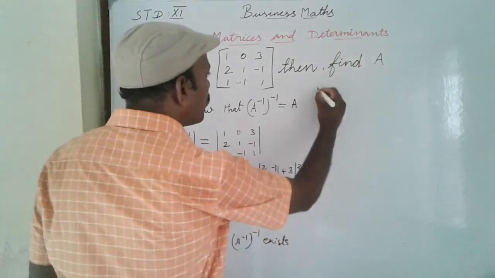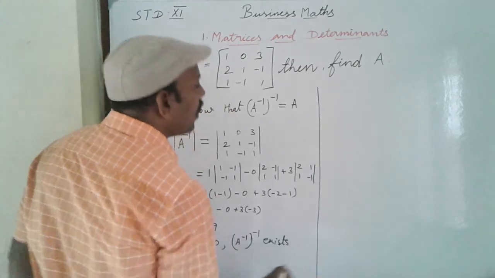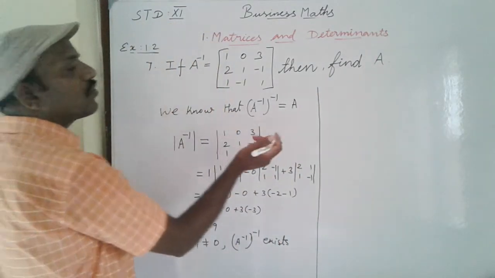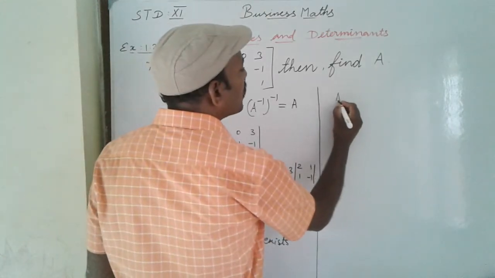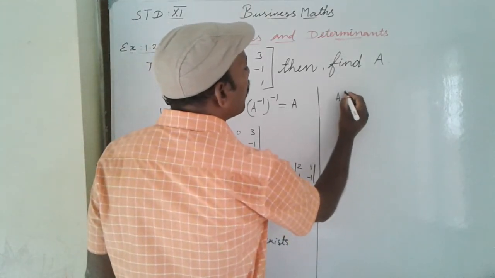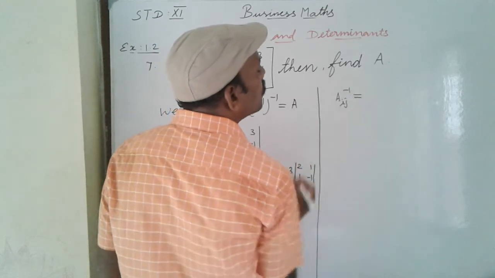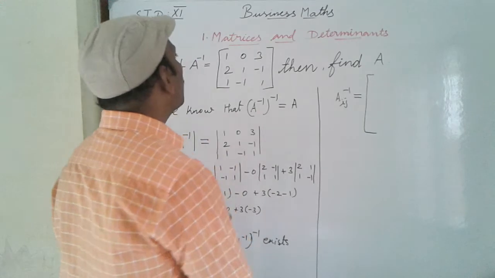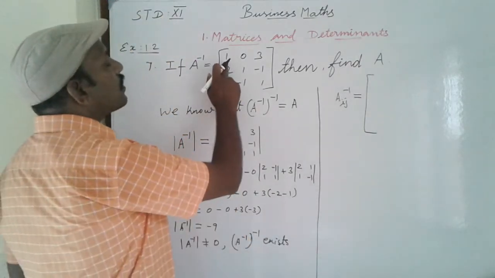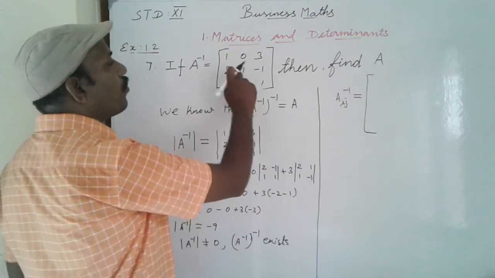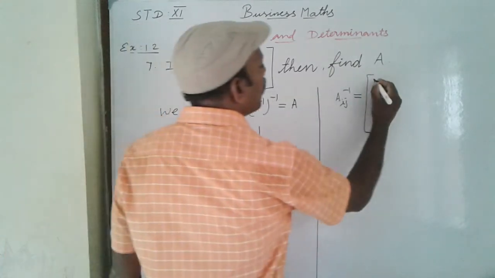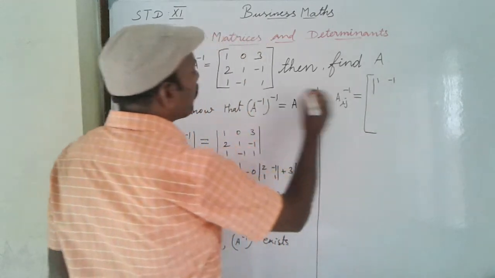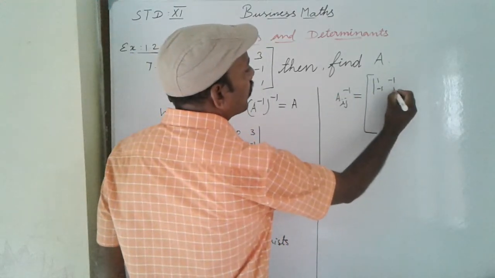Now we should find the cofactor of A inverse. The cofactor matrix of A inverse, Aij inverse, we should find out. Cofactor of 1: the row and column eliminated gives 1 minus 1, minus 1 1. The first one has the plus symbol: plus 1 minus 1, minus 1 1.